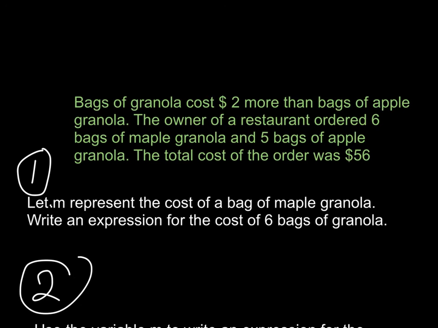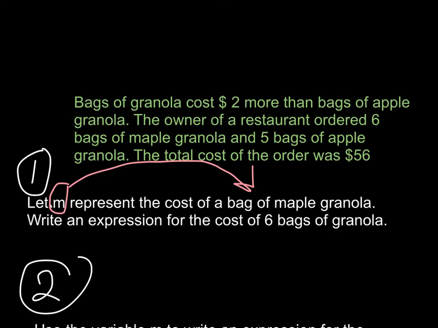Okay. Bags of maple granola cost $2 more than bags of apple granola. The owner of a restaurant ordered 6 bags of maple granola and 5 bags of apple granola. The total cost of the order was $56. So let's read the first one. M represents the cost of the bag. So we got a variable. I'm going to circle M. And I'm going to point it at the cost of the bag.